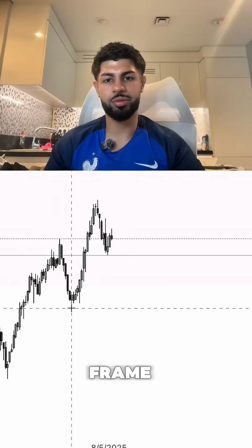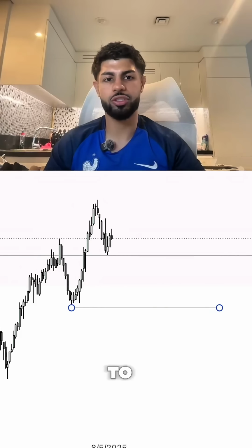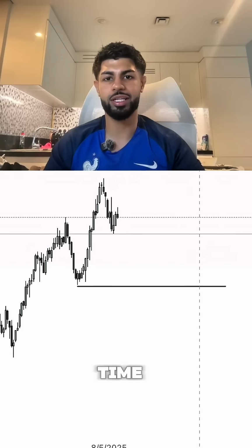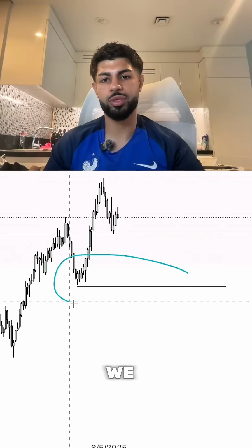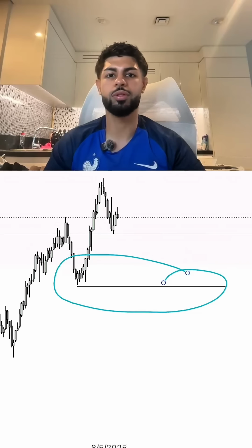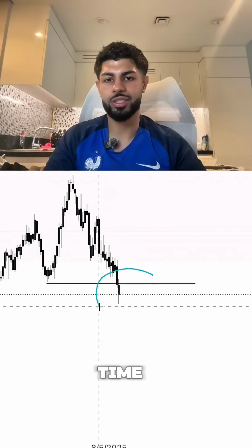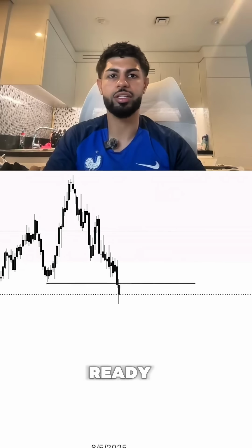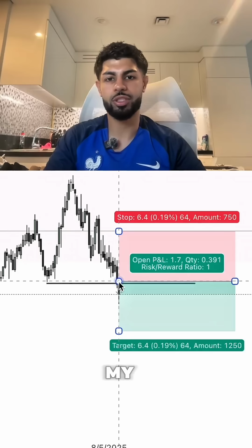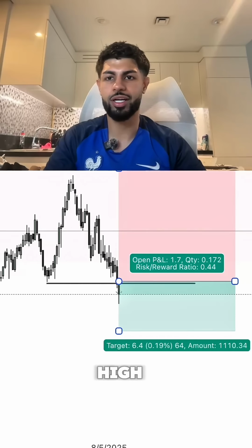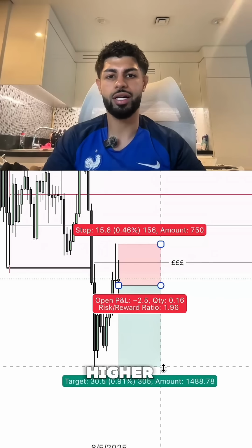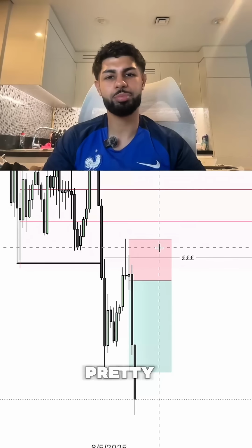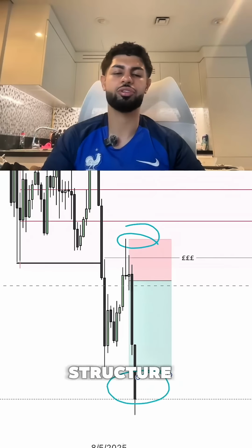So on the lower time frame, I want to see a shift in structure to the downside to align with my higher time frame, which will happen once we candle close below this low. Beautiful. There is my lower time frame confirmation. Price is ready to reject. So I will enter my shorts here, stop loss above the high, and I will target that higher time frame low. Trading is pretty easy when you understand market structure correctly.